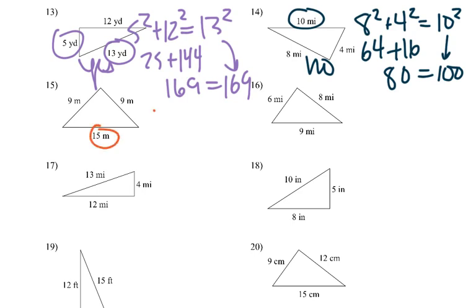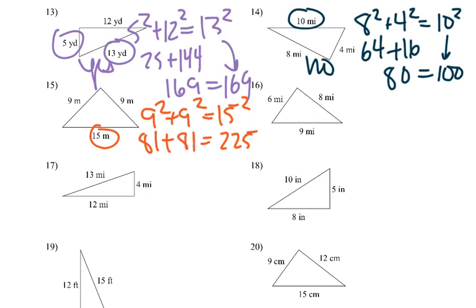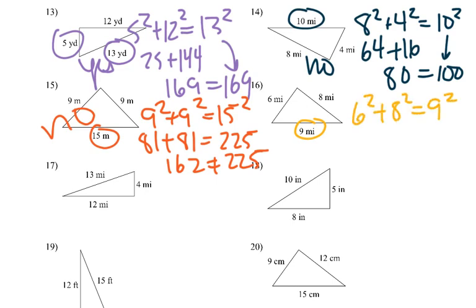15, is 9 squared plus 9 squared equal to 15 squared? 15 squared is 225, 9 squared is 81, 81 twice is 162, which is not equal to 225, so no. 16, we'd go 6 squared plus 8 squared equals 9 squared, 9 squared is 81, 6 squared is 36, 8 squared is 64, those add up to 100, so it does not equal 81. So no, not a right triangle.